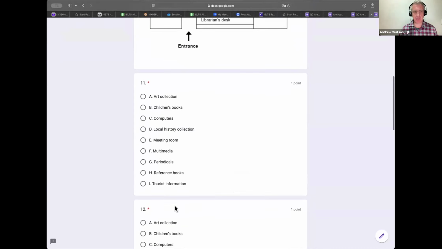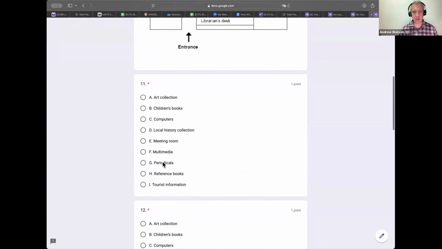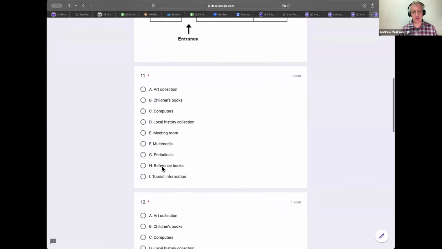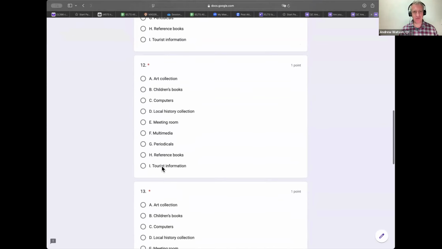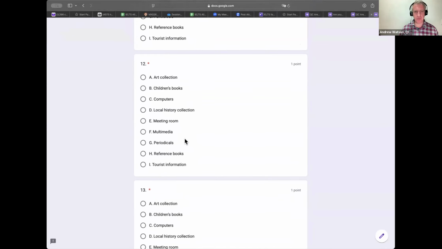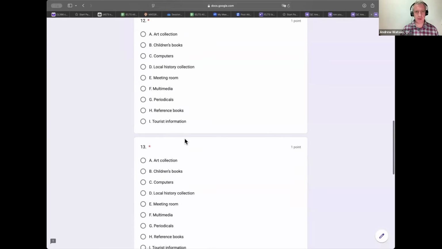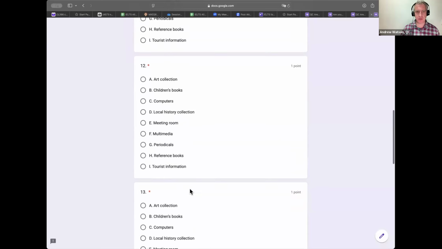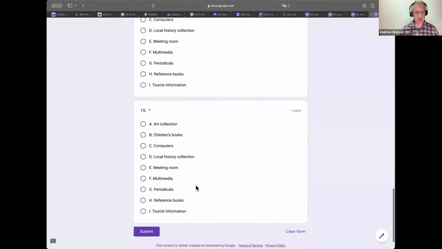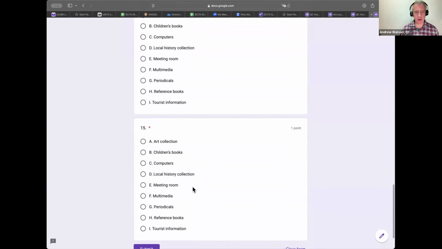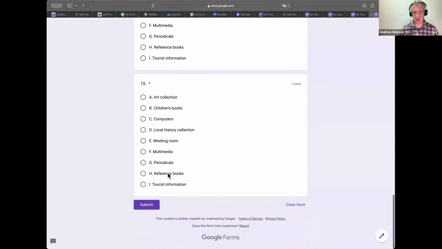You might want to check the students know what periodicals means. You can kind of guess though, can't they? Because it's similar to periodical in Spanish. So get them to draw on their background knowledge of language and so on. Local history collection, so that would be, as it suggests, history of the local area. Reference books could be like encyclopedias.